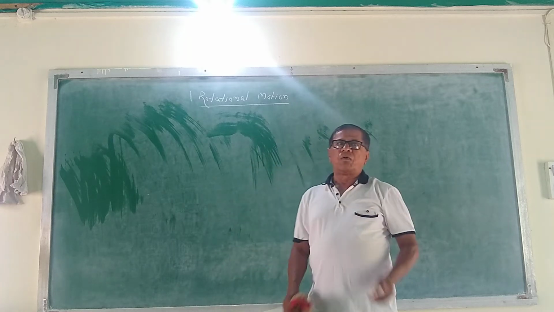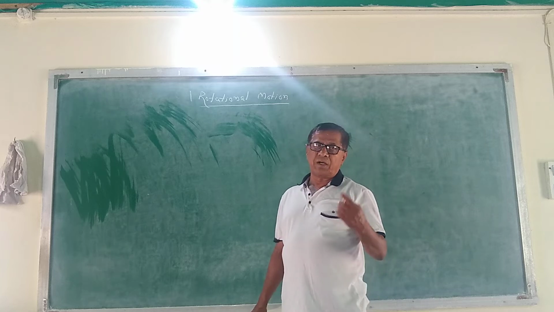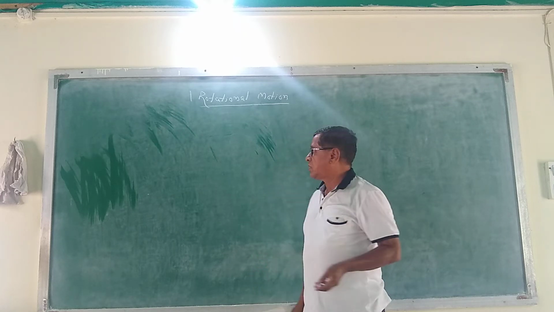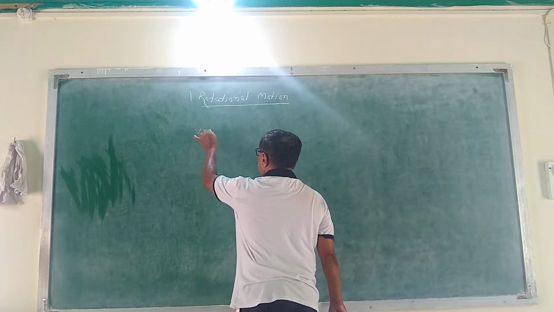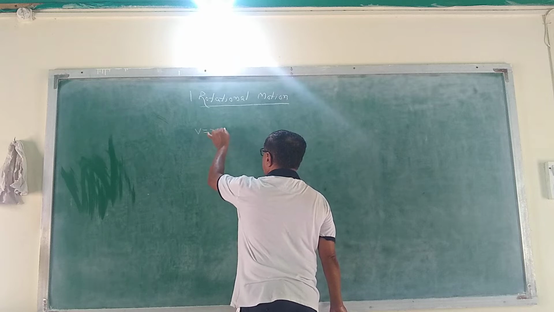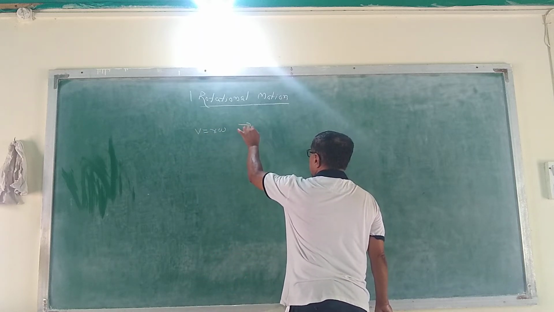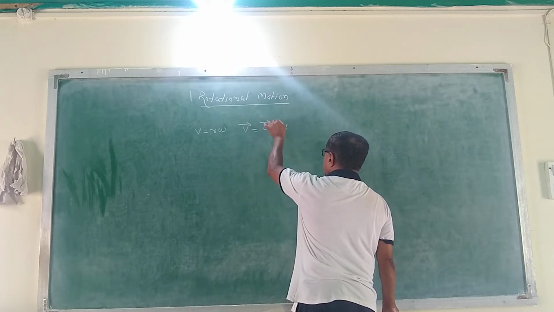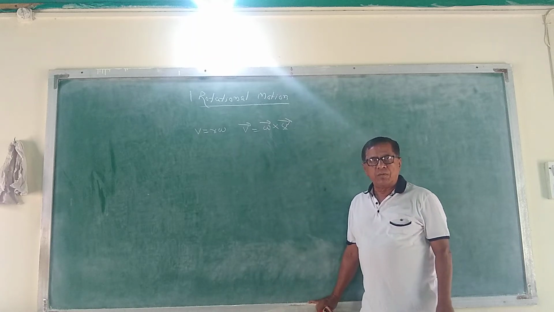For the V and omega, the relation between them: V is the linear velocity, omega is the angular velocity. The relation between them is V is equal to R omega. In the vector form, this is written as V bar is equal to omega bar cross R bar. This is the relation between the V and omega.